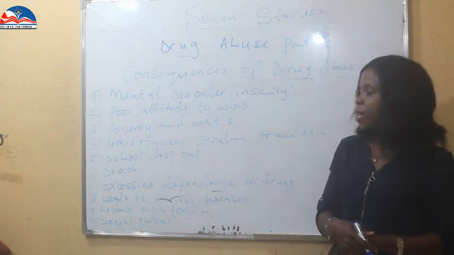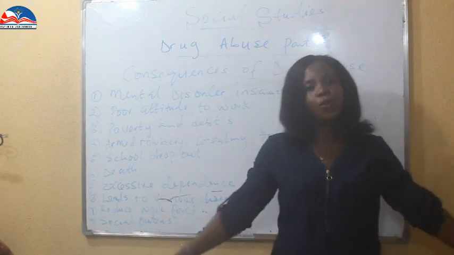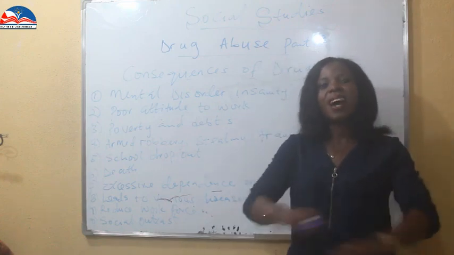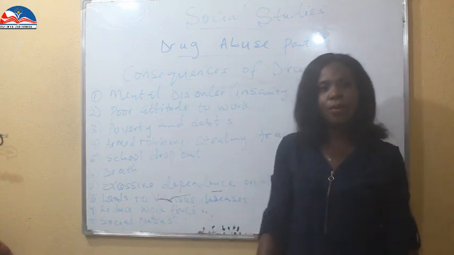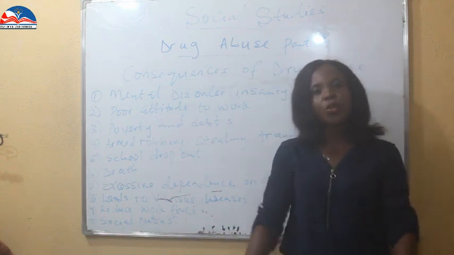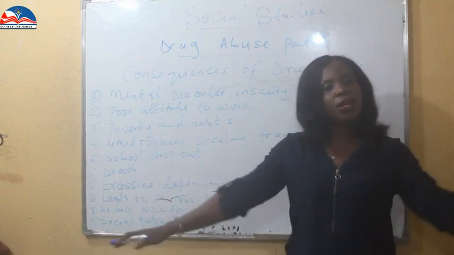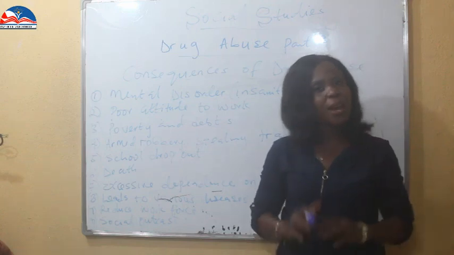Then excessive dependence on drugs. Without it, they don't live. Without it, they can't function. Without it, they are aggressive. Without it, they are mentally unstable. So their life depends on the drug to live. They become so dependent on drugs that nothing goes without the drugs. Nothing stands without the drugs.